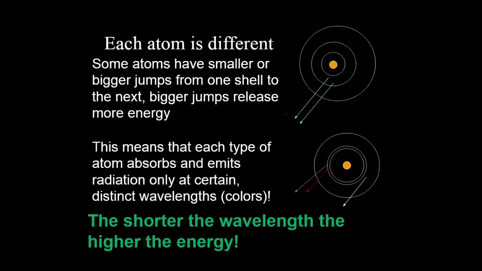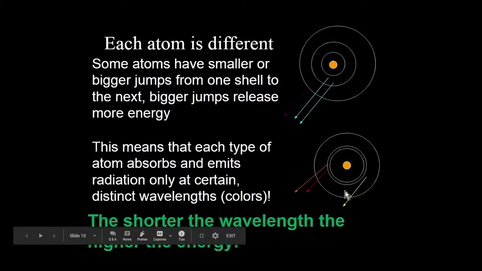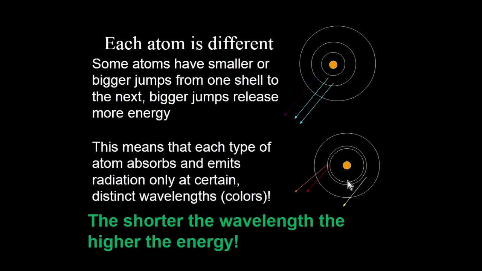Now each atom is different, and each atom can actually make multiple wavelengths of light depending on how many shells it has and how many electrons it has. So for example, this top atom up here can release blue, blue, and violet depending on how many shells those electrons fell down. This one down here can release red, orange, and yellow, which are lower in energy. Maybe it has fewer electrons, maybe it has shells that are closer spaced together, so there's less energy released every time it falls back down. The shorter the wavelength, the higher the energy.